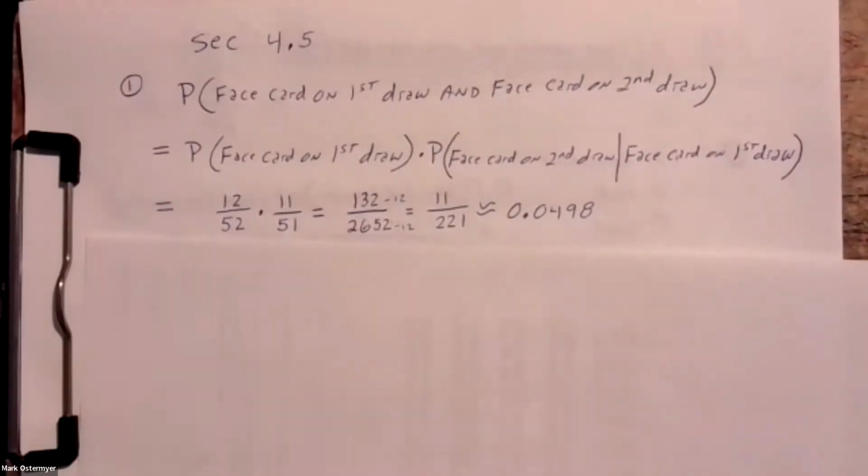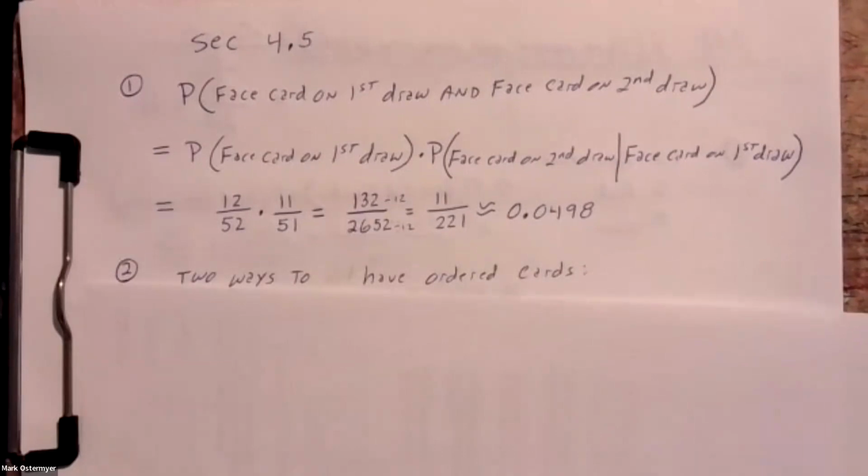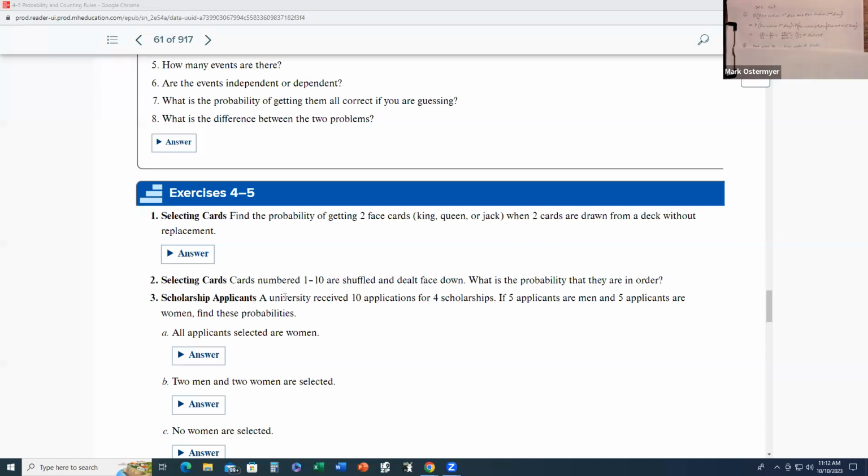So that's problem number 1. Okay. All right, the next one I want to look at is number 2. Suppose cards are numbered 1 through 10 and are shuffled and dealt face down. What is the probability that they are in order?